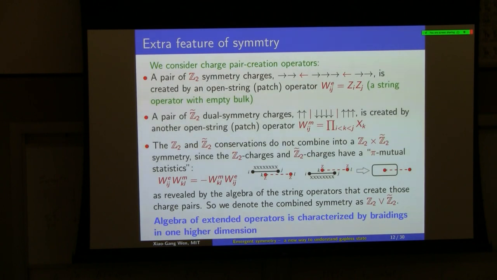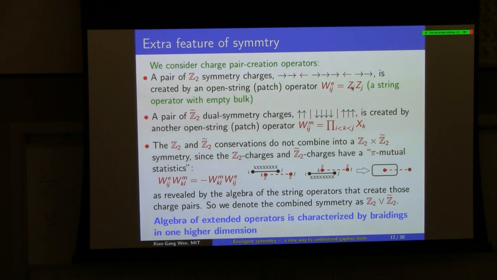Okay. So what is this extra feature? Actually, this extra feature is not so hard to understand in this very simple example. To understand it, we need to go a little bit into the math. We consider an operator to create a pair of symmetry charges. For example, for the first Z2 symmetry, the symmetry charge corresponds to a left spin. And they are created by this ZZ operator. The Z operator flips spin from right to left. A pair of Z operators just creates a pair of left spins.